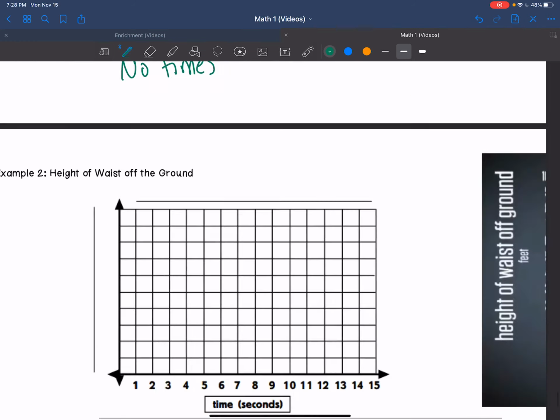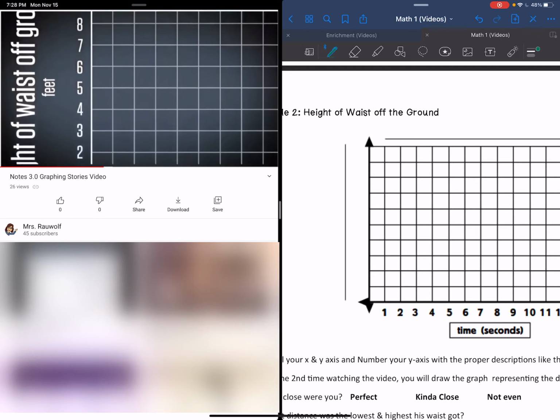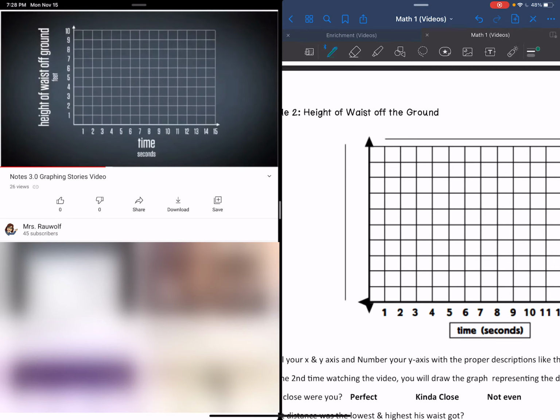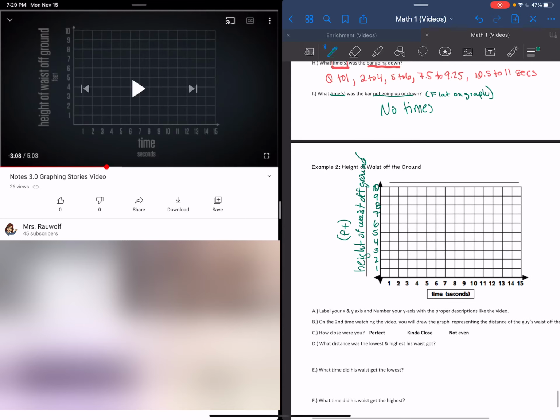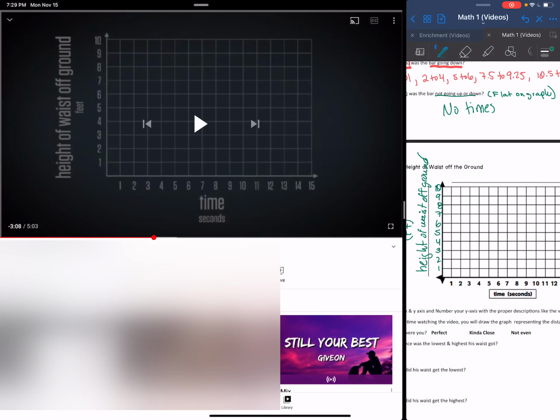Okay, next, example 2, we are going to look at the video. All right, height of the waist off the ground. Make sure we filled our y-axis. So let's do that. Okay, so we're going to watch the video all the way through first.